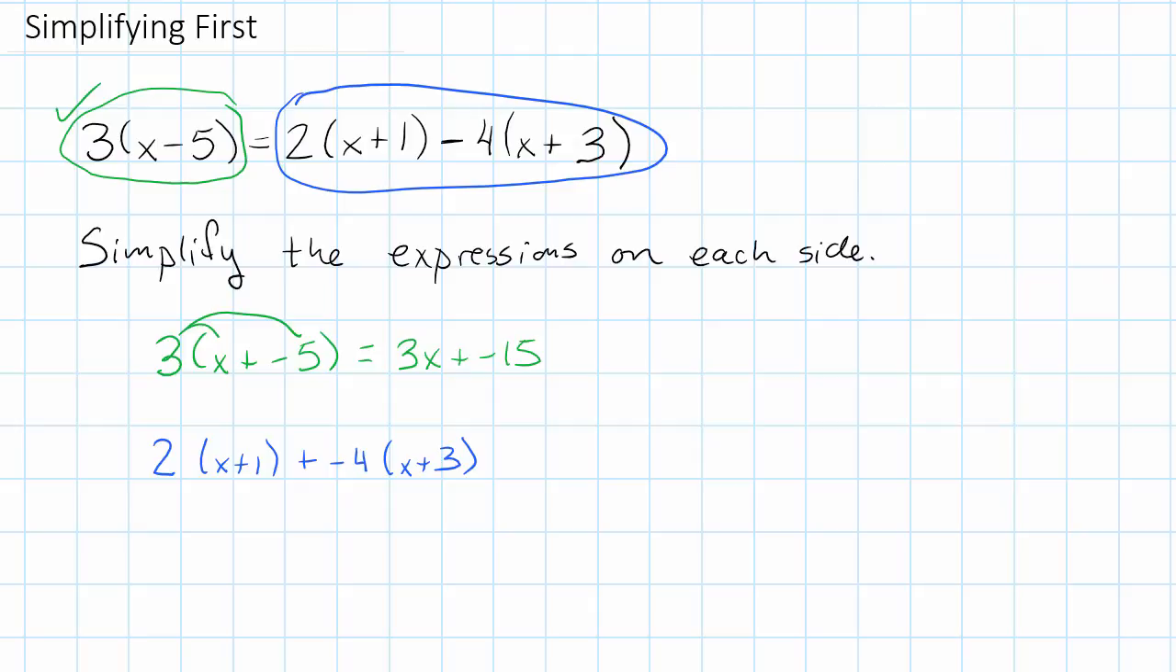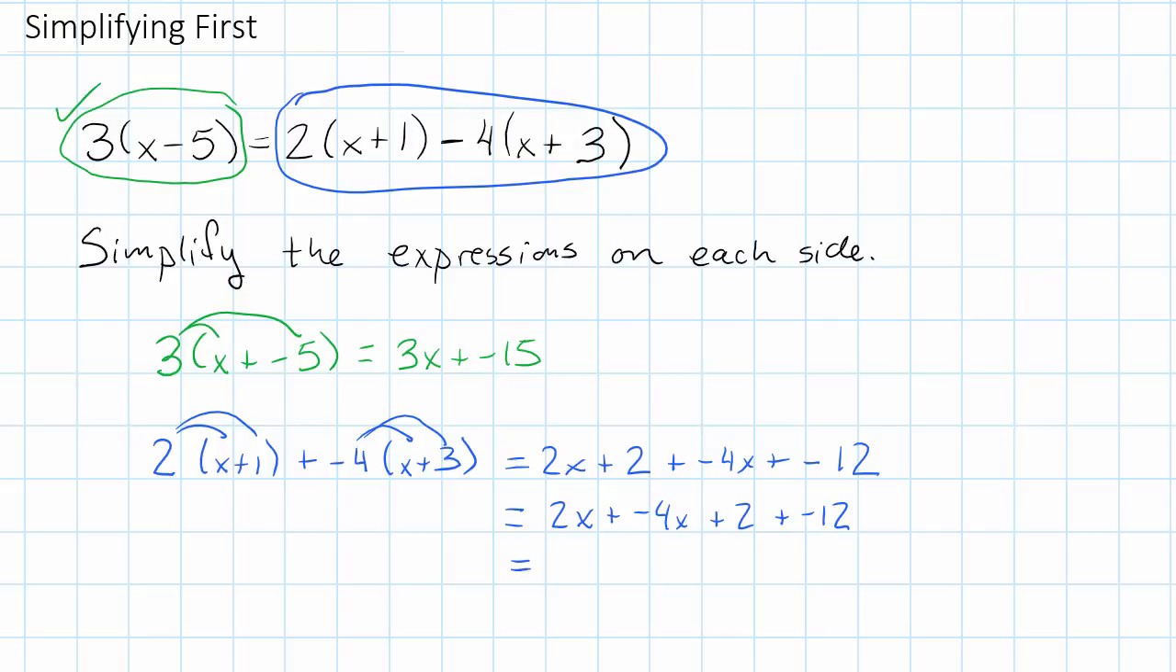I'm going to use the distributive property on both of these sums, and I'll get 2x plus 2 times 1 is 2 plus negative 4x plus negative 4 times 3 is negative 12. And now I'm going to use the commutative property to rearrange this. 2x plus negative 4x plus 2 plus negative 12.